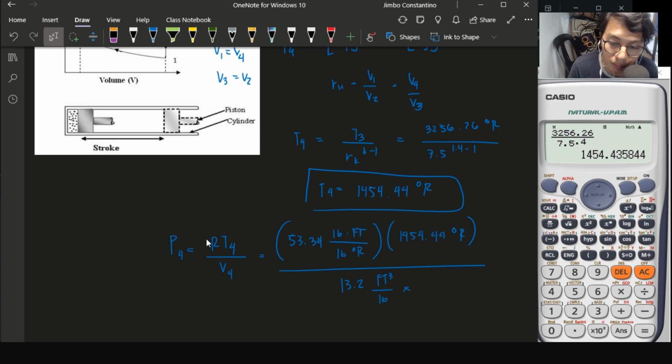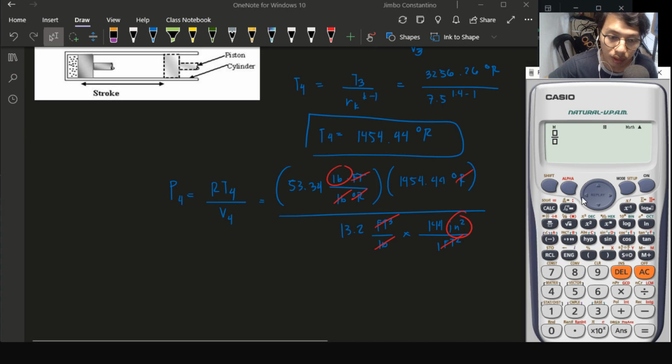Okay, multiply natin nung conversion factor na 144 inch squared per 1 foot squared. We cancel all the same units. So, yung Rankine, feet, Rankine, feet squared, feet cube, pound. Ang natira is pound per inch squared or PSI. So, that is 53.34 multiplied to 1454.44 divided by 13.2 multiplied to 144. The answer is 40.81 PSI.